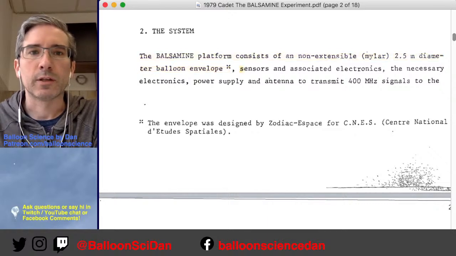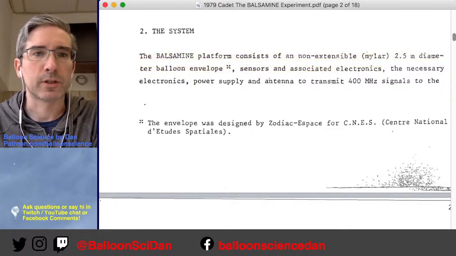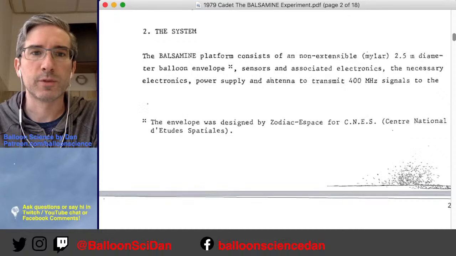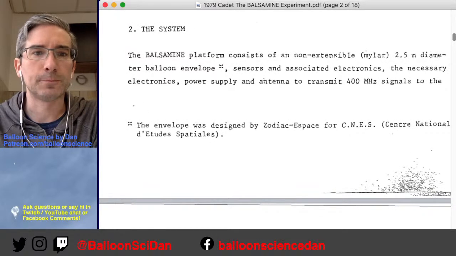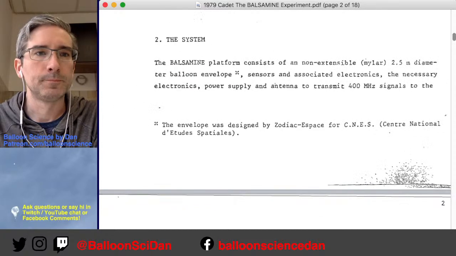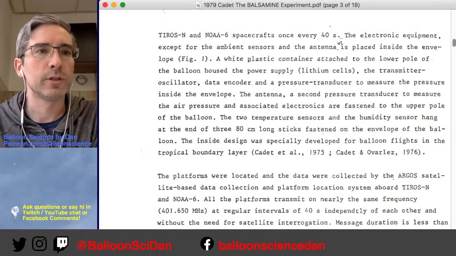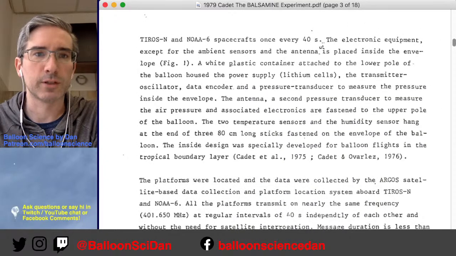Sensors and associated electronics, the necessary electronics, power supply, and antenna to transmit 400 megahertz signals to the TIROS-N and NOAA 6 spacecraft once every 40 seconds.